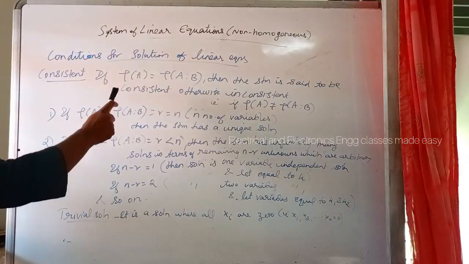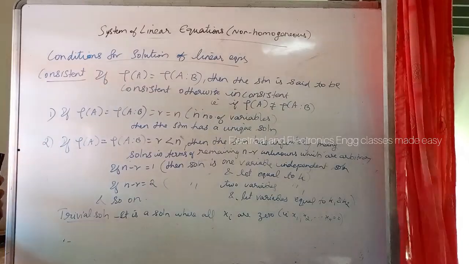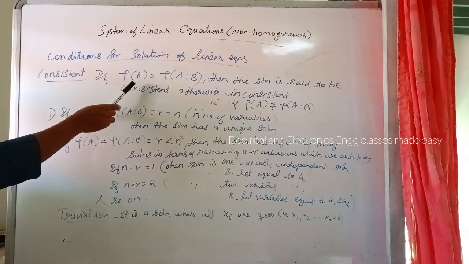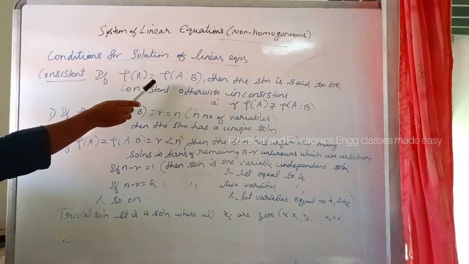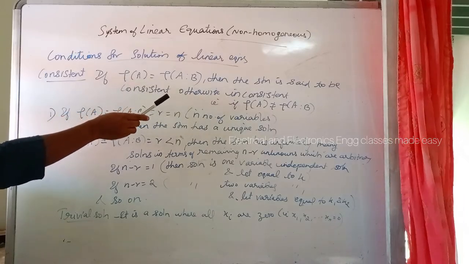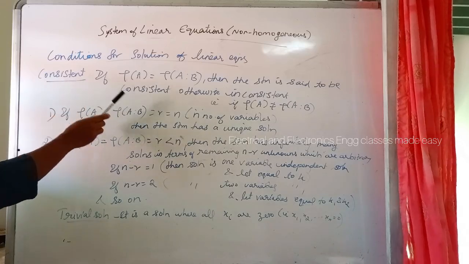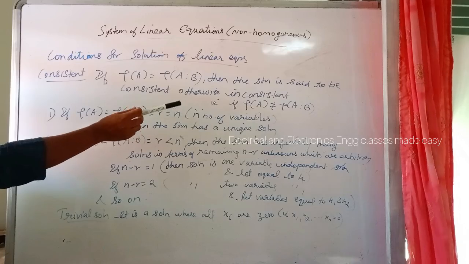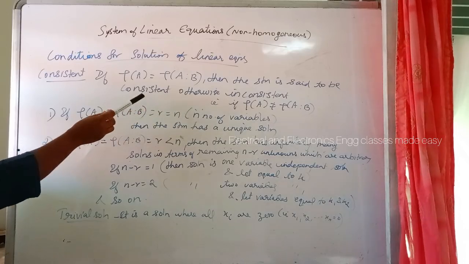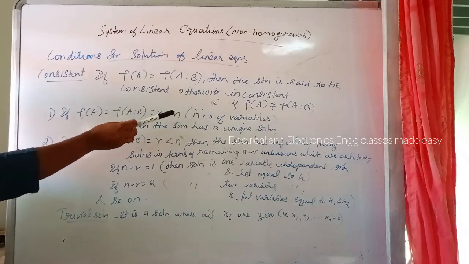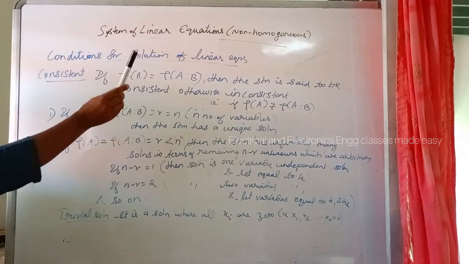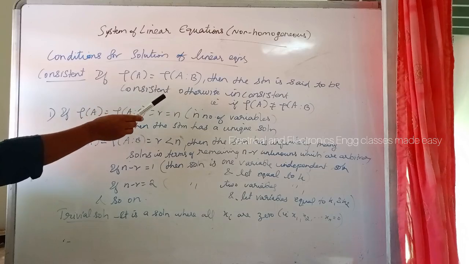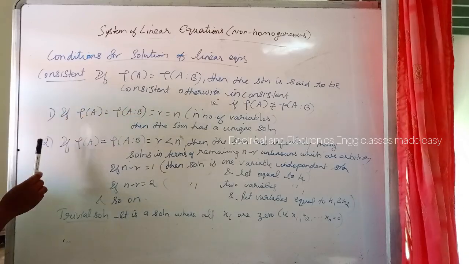Then next is conditions for solution of linear equations. So if the rank of A is equal to the rank of AB, then the system is said to be consistent, otherwise inconsistent. That is, if the rank of A is not equal to the rank of AB, then the system is inconsistent. If the rank of A is equal to the rank of AB, then the system is consistent.